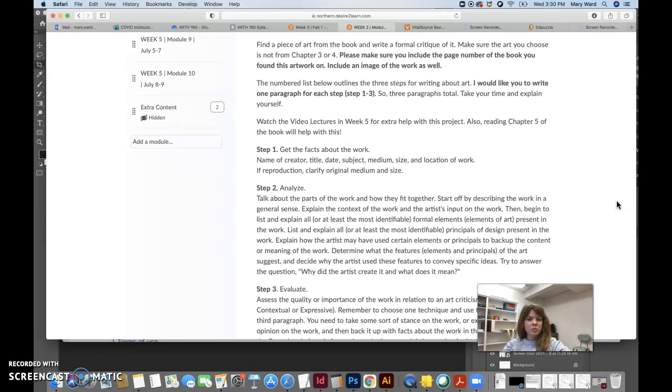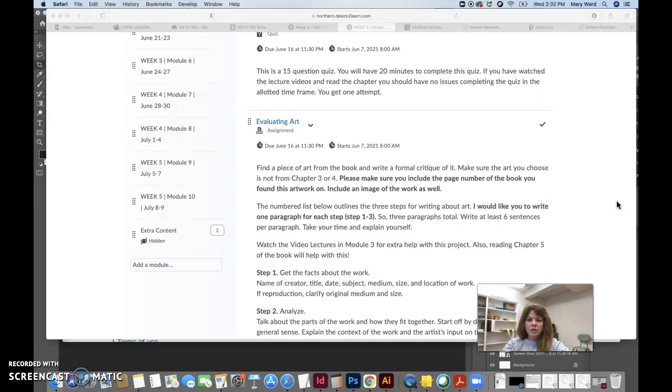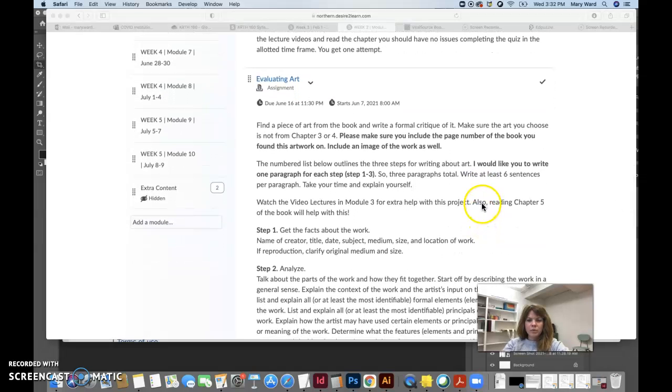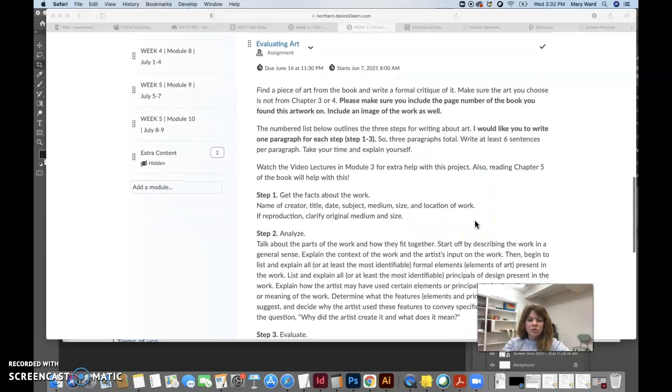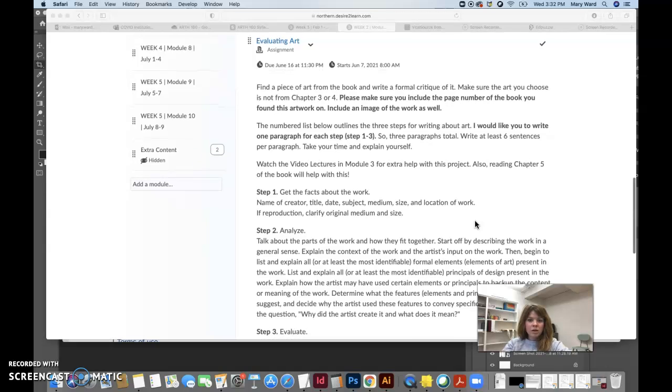So the numbered list below outlines the 3 steps for writing about art. I would like you to write 1 paragraph for each step. So basically 3 paragraphs total. And then try to write 6 sentences per paragraph. Take your time, explain yourself. If you want to go longer than 6, that's probably going to get you a better grade, honestly.